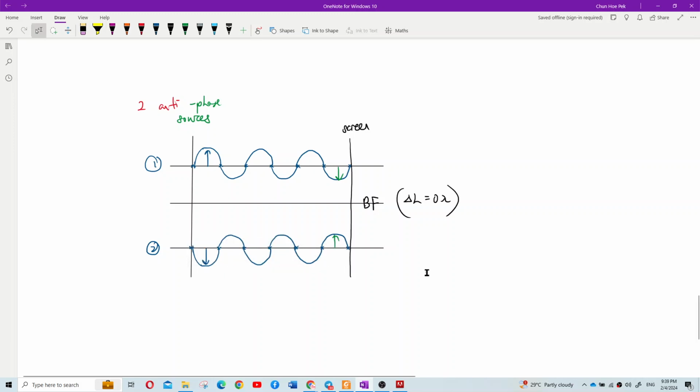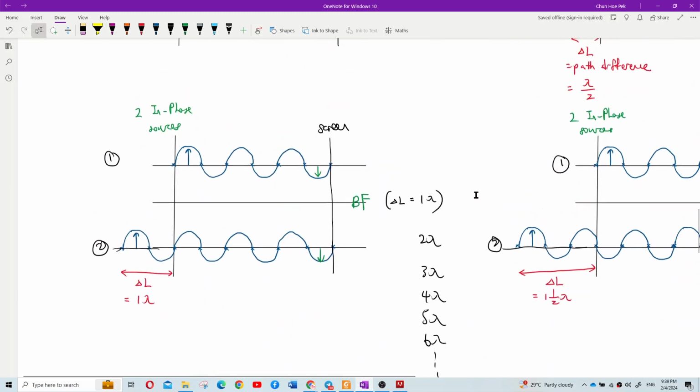Nah, see that, class? So, ini jadi apa, class? Ini jadi dark fringe sudah, bukan sudah bright fringe. Walaupun delta L-nya 0 lambda. Understand? Dia sudah jadi when anti-phase, start with anti-phase, akhirnya pun anti-phase. So you get dark fringe.